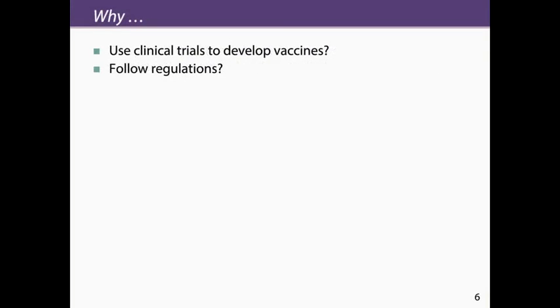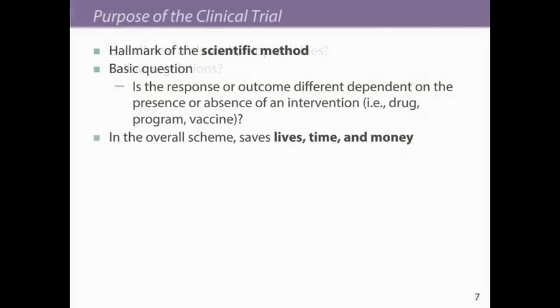After hearing about these regulations, you may wonder why we use clinical trials in the development of vaccines. Why are these regulations important? Why are ethics and the protection of your volunteers so important? Clinical trials are the way that we collect and analyze data to test a hypothesis. In a vaccine trial, we collect safety and immunogenicity data and look at whether it is changed in the presence or the absence of a vaccine.